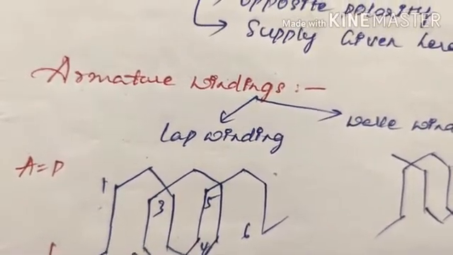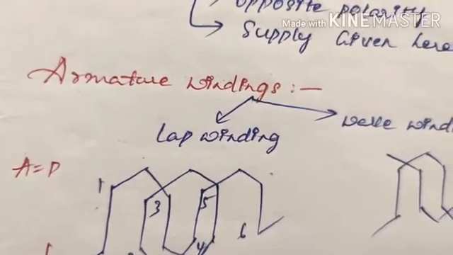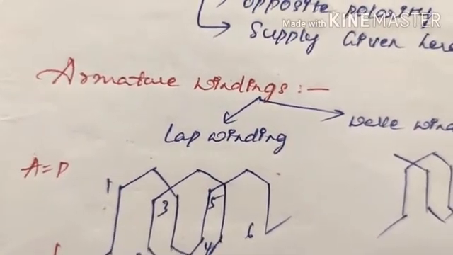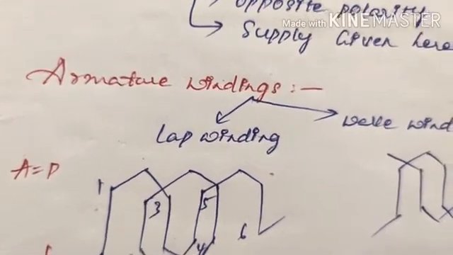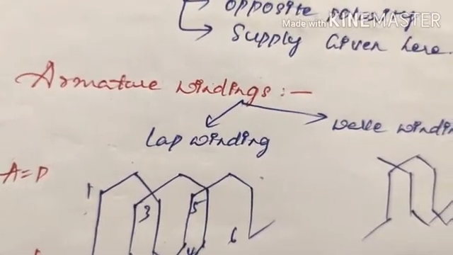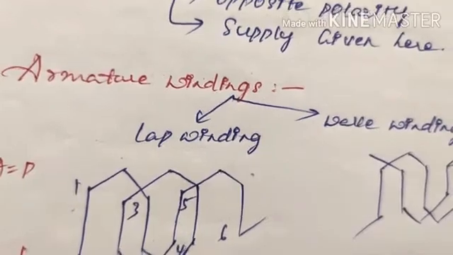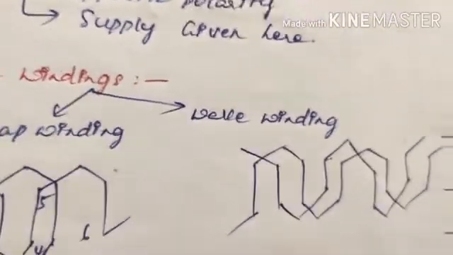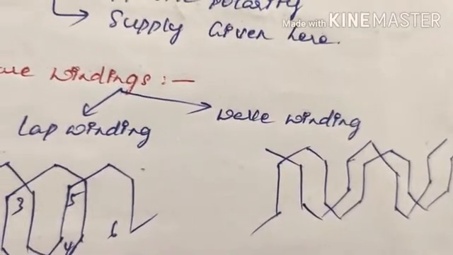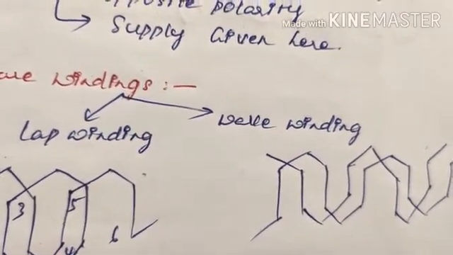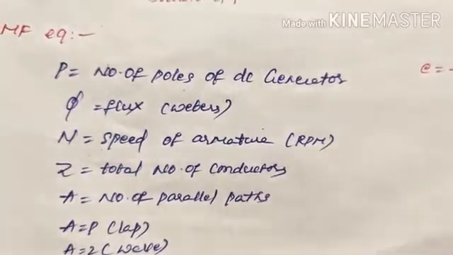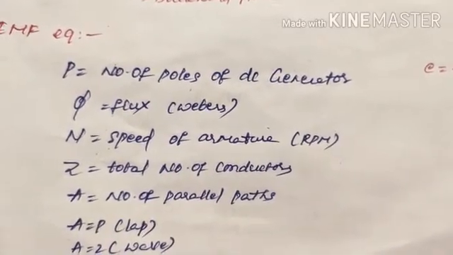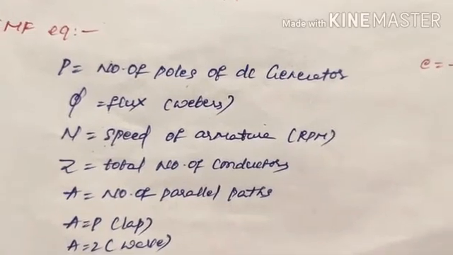Lap winding is usually preferred for high current capacity machines, that means high current rated generators, whereas wave windings are usually used for generators less than 500 amperes current, that means preferred for low current and high voltage devices. Up to now, we have completed the construction of DC generator and the principle of DC generator. The next concept is EMF equation.